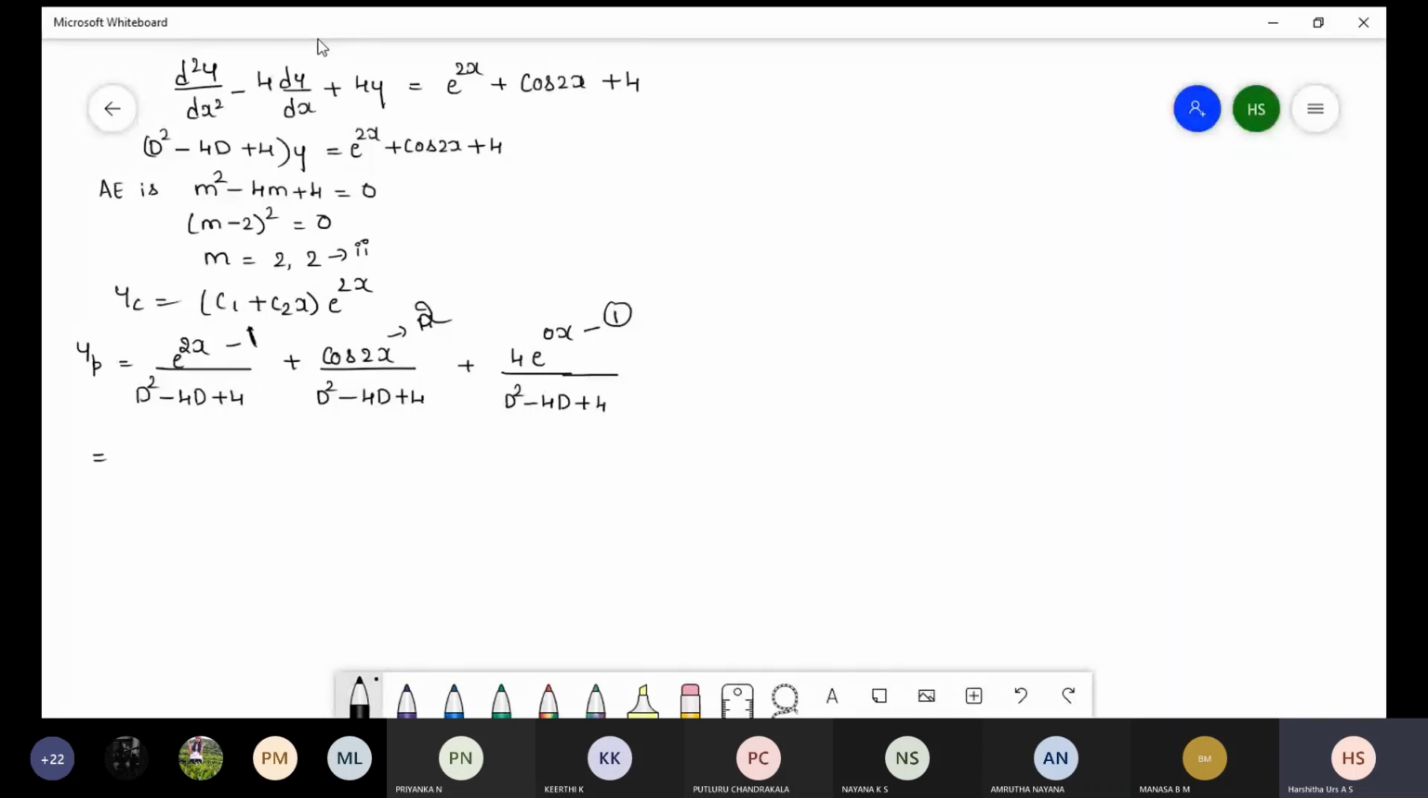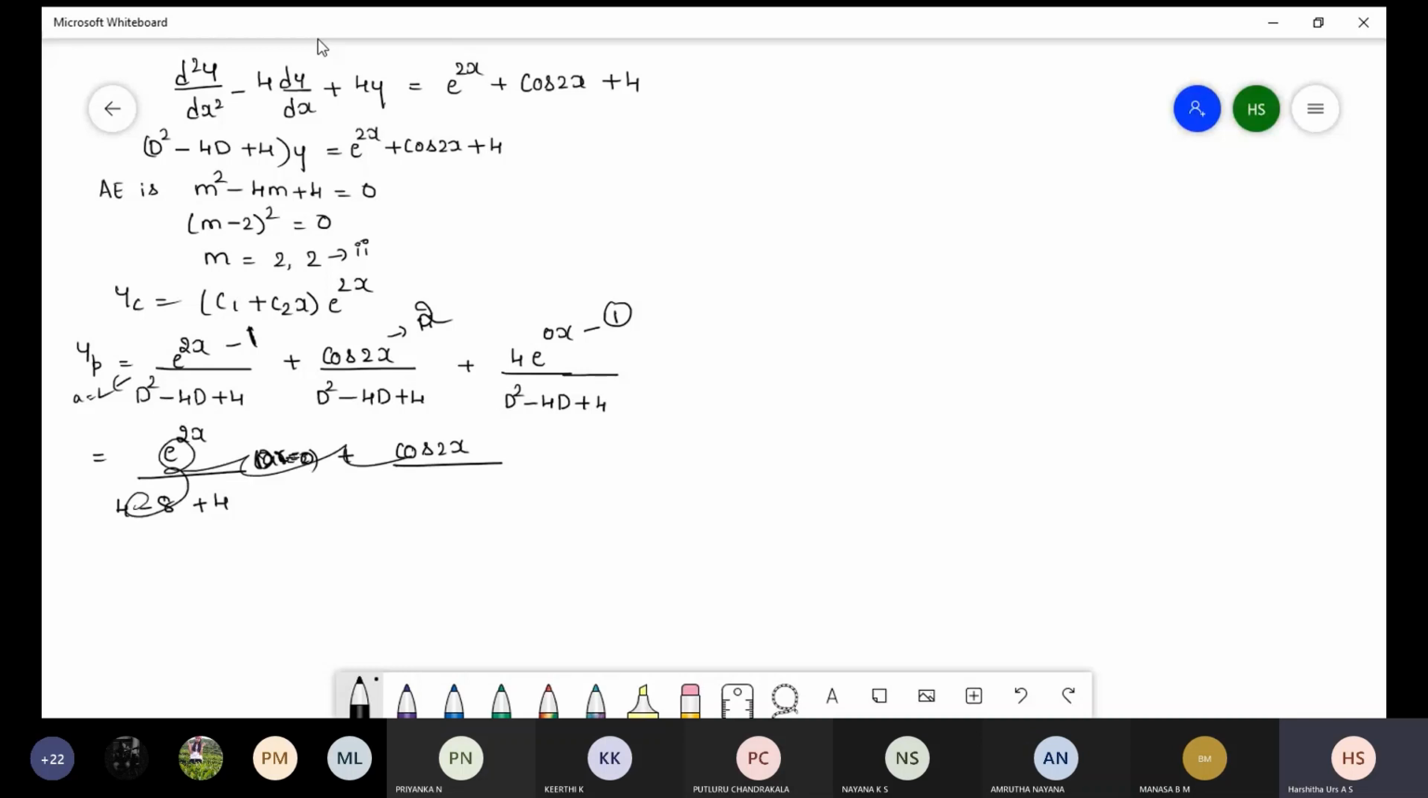So here our A value is 2. So I write here A is equal to 2. So here 4 minus 8 plus 4. So here I write denominator is equal to 0. Denominator is equal to 0. A is equal to 2 plus cos 2x.